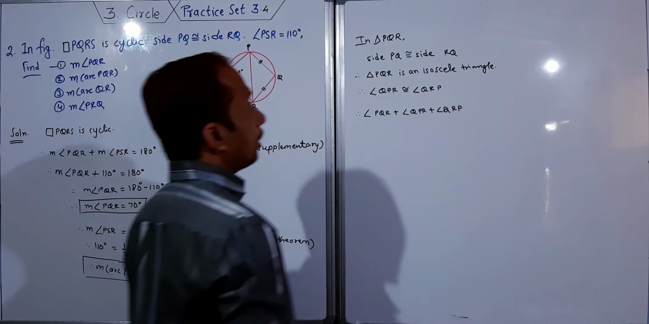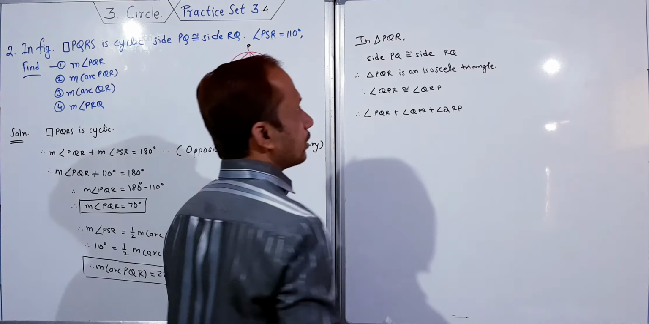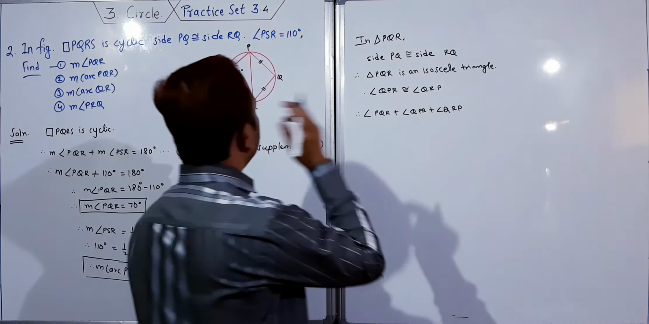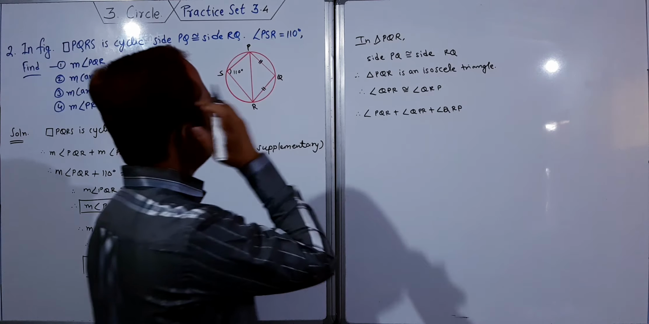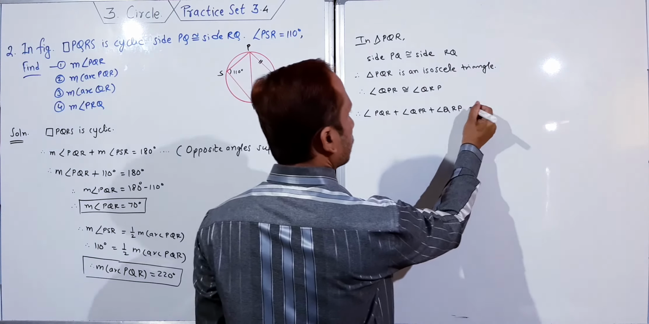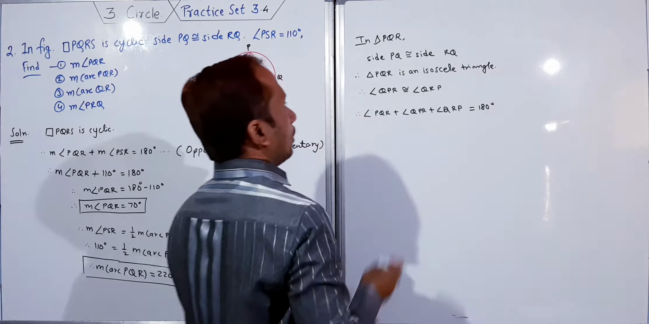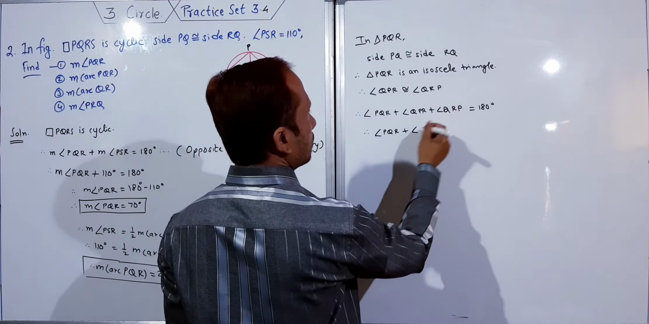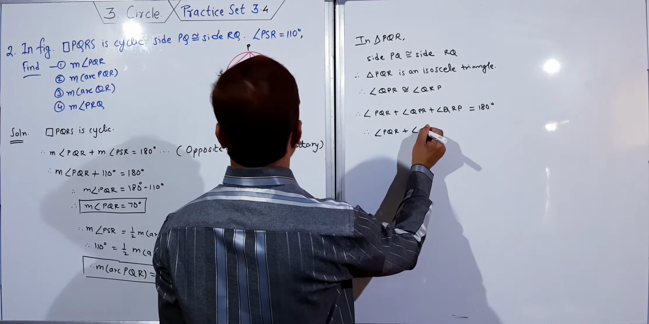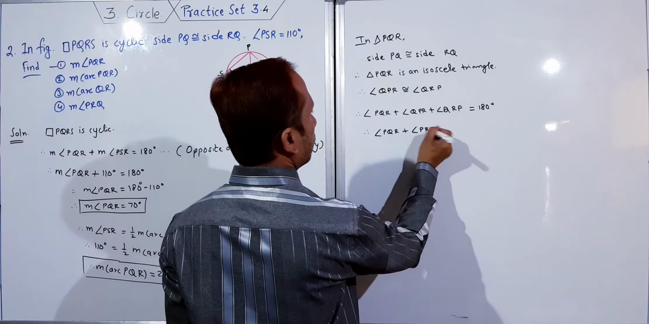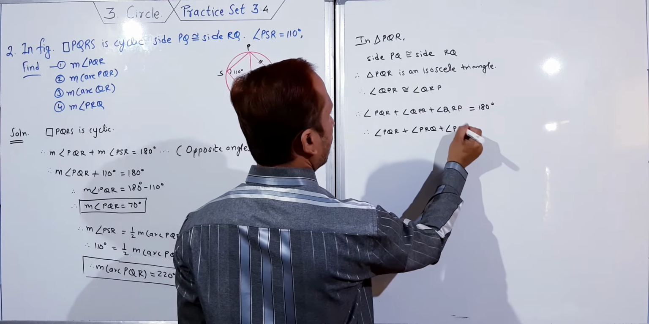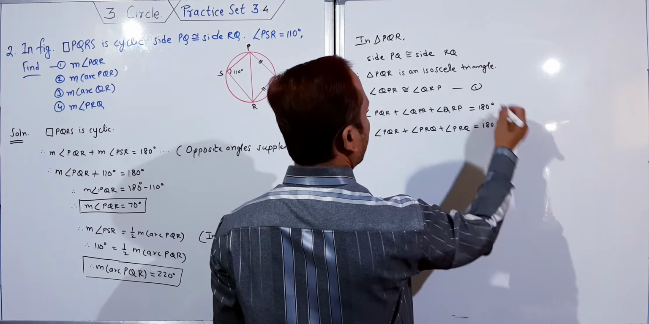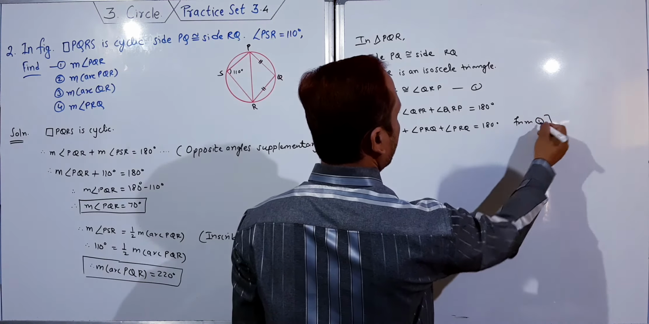PRQ. This is actually QPR, meaning PRQ. No problem. The sum is 180. Now I can write, therefore angle PQR plus angle PRQ. I am just changing the names, just take them in reverse. PRQ. This is 180, and you give this number 1.